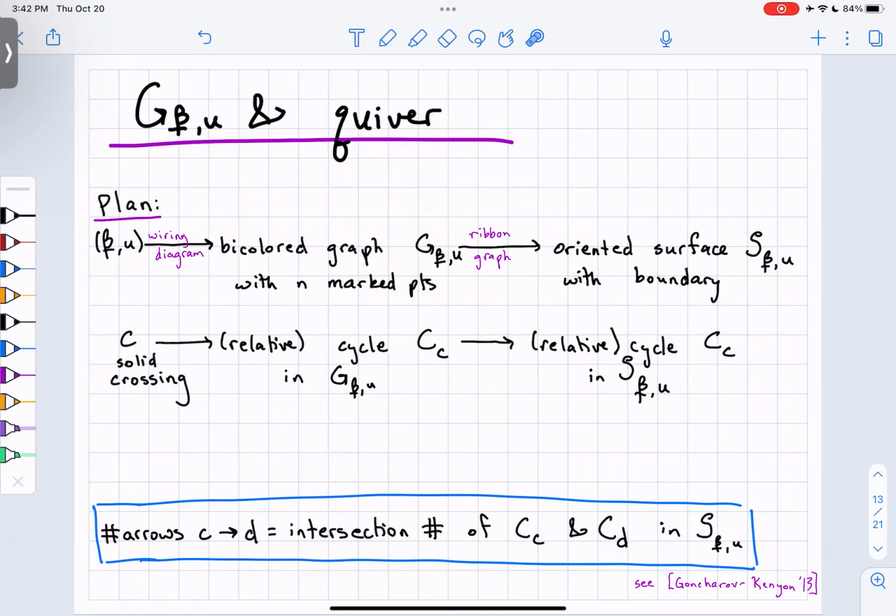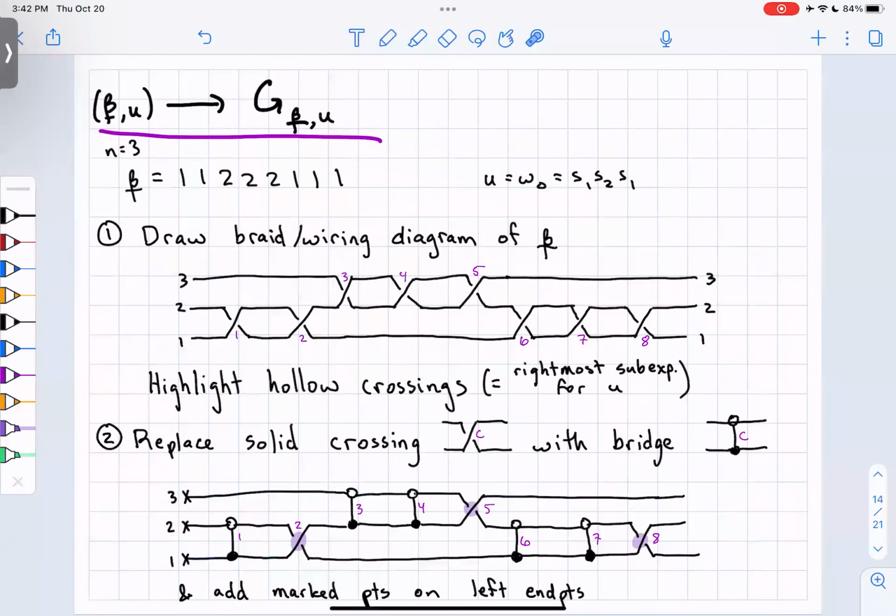But I guess, any questions about the outline? I will go through the steps then, as threatened. So let's look at this particular example. This is my braid word, and my U here is W naught. First, let me identify the hollow crossings. Remember, that's the rightmost sub-expression for U. So that looks like this here.